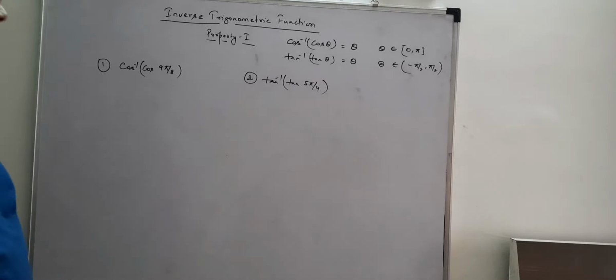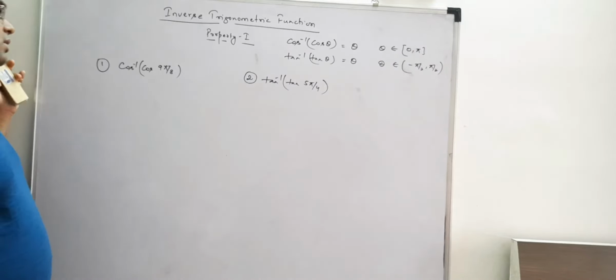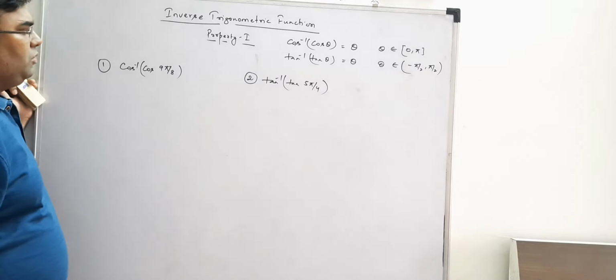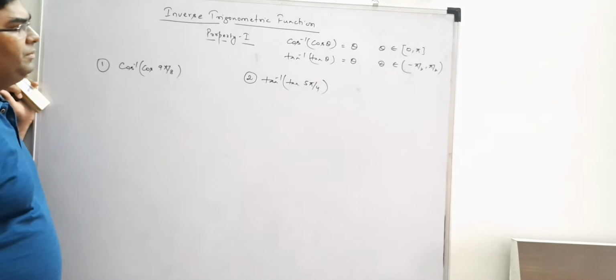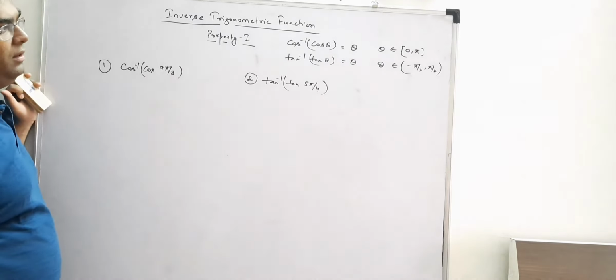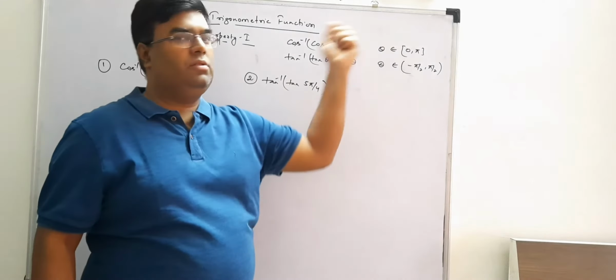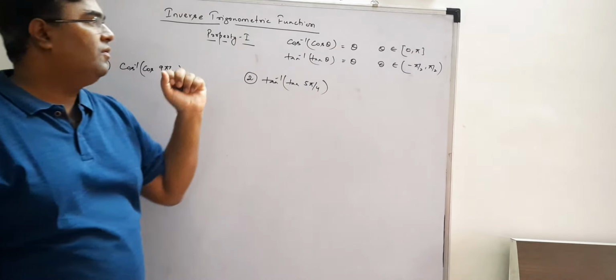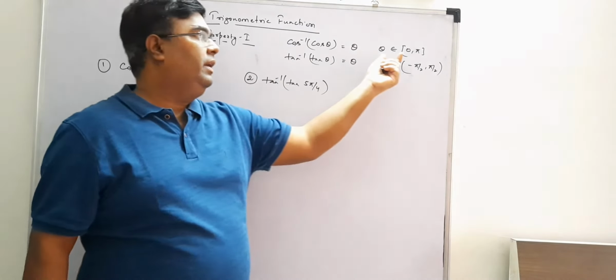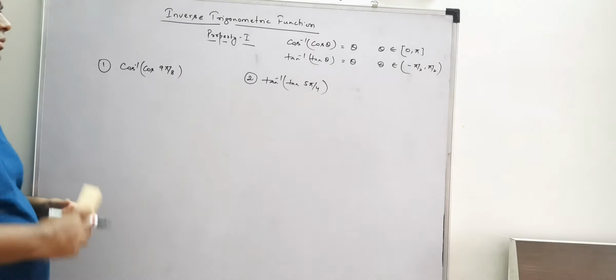Okay, let us take cos and tan also. Here I have taken 2 examples. The first one is for cos: cos inverse cos 9 pi by 8, right? Here the angle 9 pi by 8 is greater than pi. It is not in the range of 0 to pi, but for the inverse function of cos we need theta to be in the 0 to pi range. So what can we do? We will use the formula.